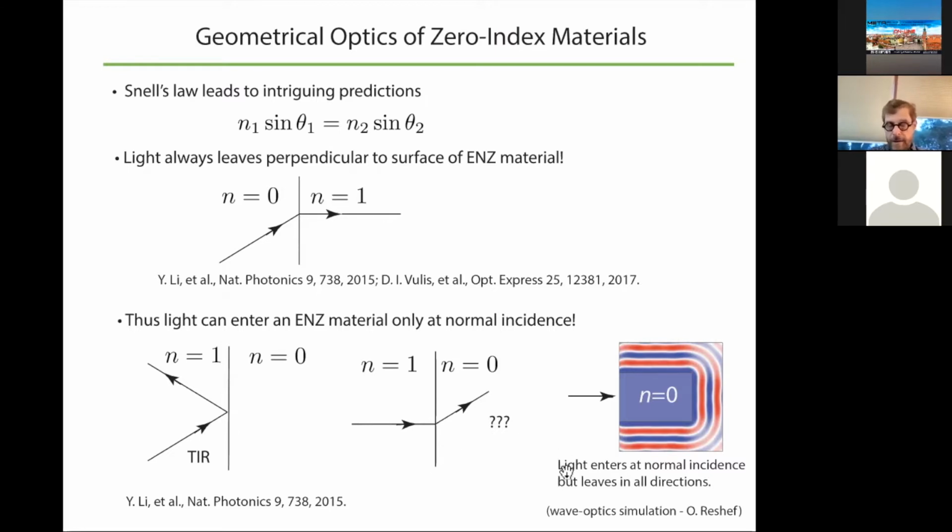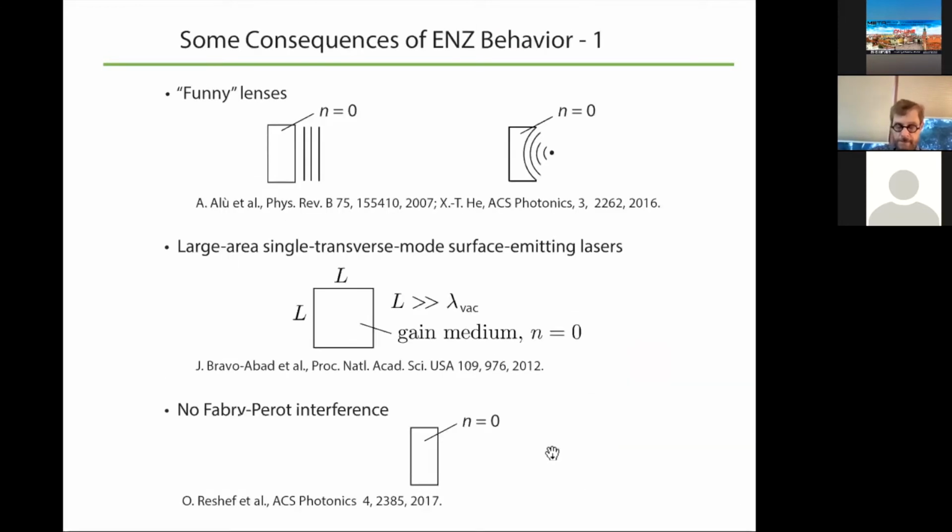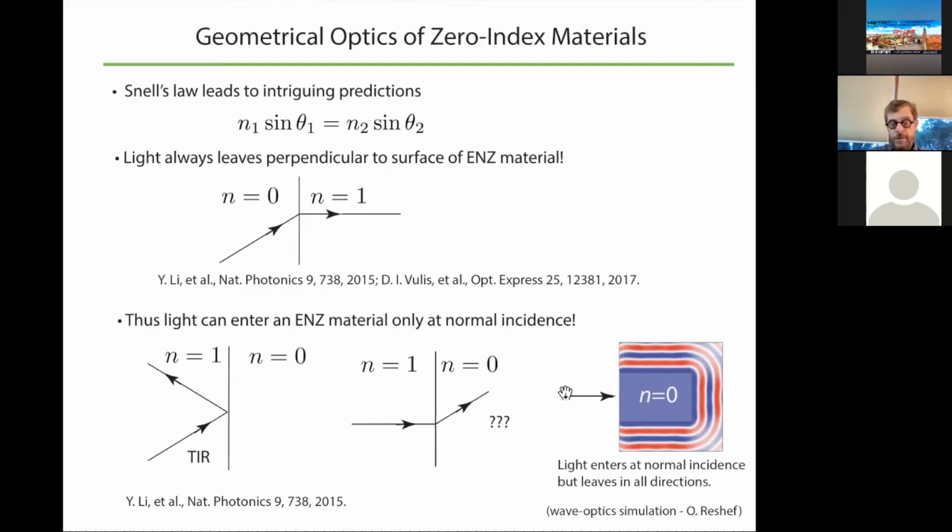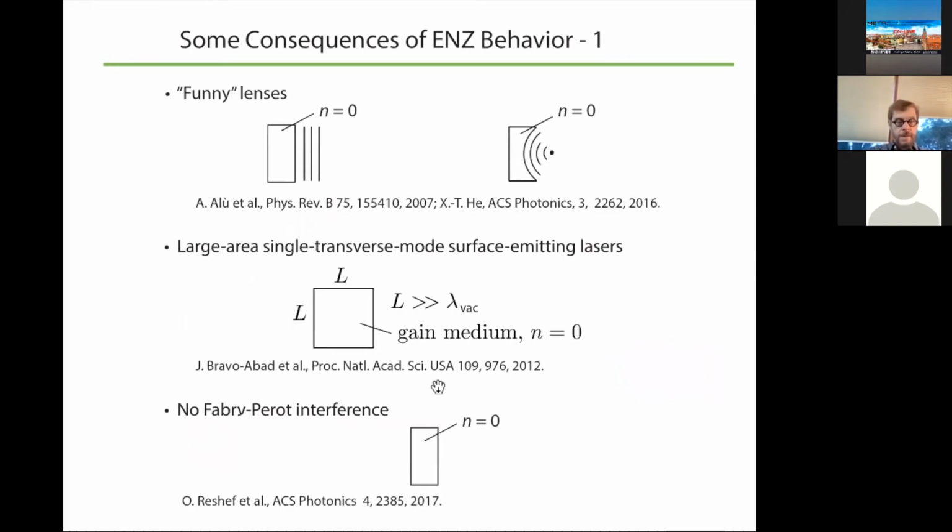So to answer this, we had to do a wave equation analysis. And Orad Reshef did this work. And you see that these are the phase fronts of the light leaving the epsilon near zero material. So you see that, in fact, light is emitted in all directions. Oh, some more consequences. I call these funny lenses.